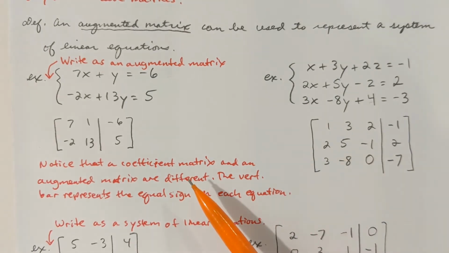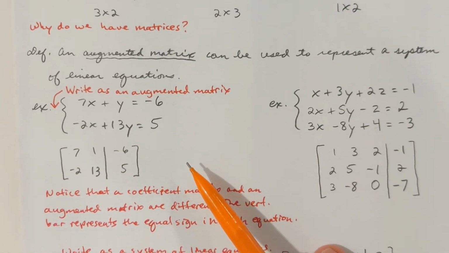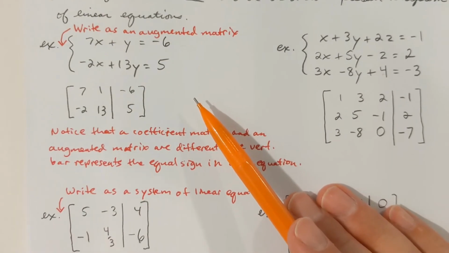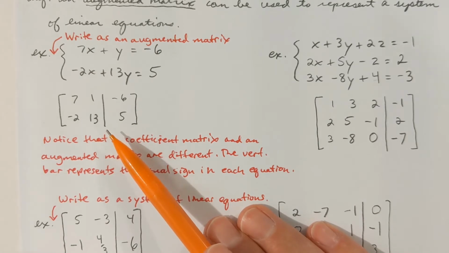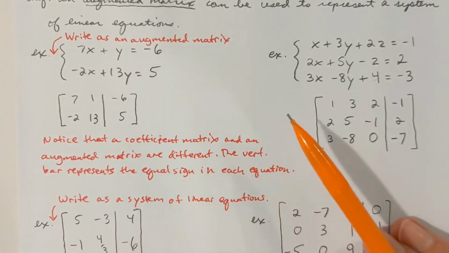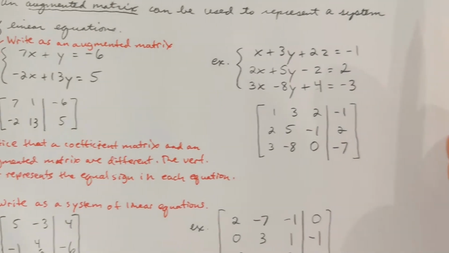Now, a coefficient matrix, that's what I was talking about up here, is different from an augmented matrix. Notice how in this matrix we have a vertical bar. The vertical bar represents the equal sign, and that's a necessary thing that we need in an augmented matrix. If we did not have the vertical bar, we would be describing a coefficient matrix, or just a plain matrix, and there's no direct connection to systems then if you don't have that. Okay, so it's a notational thing.